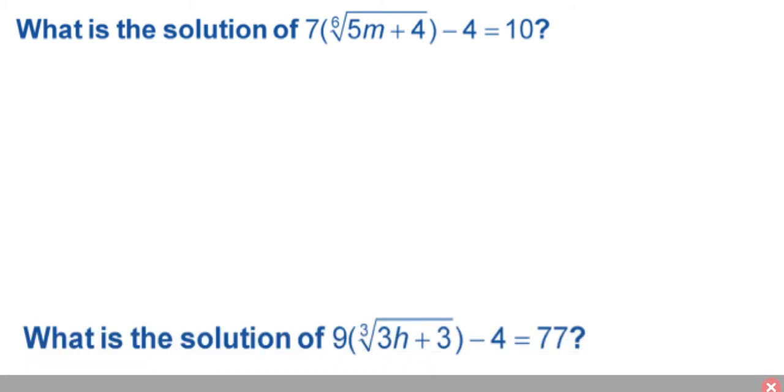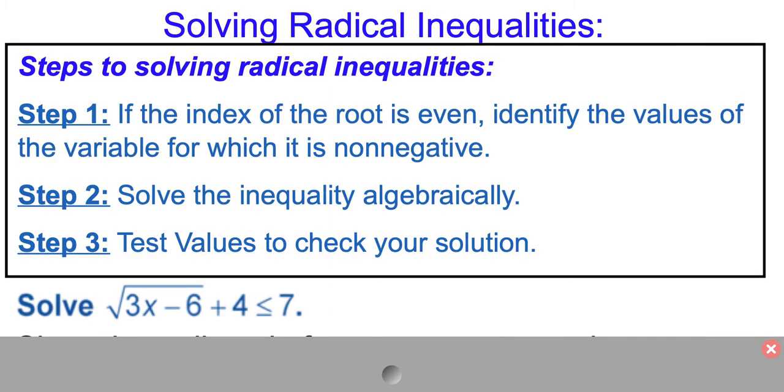This one as well, okay? But I want to finish out with the general notes on solving radical inequalities, okay? So you have a few steps written down for you on these again. Step 1, if the index of the root is even, identify the values of the variable for which it is non-negative, okay? Because remember, we can't have negatives in here.